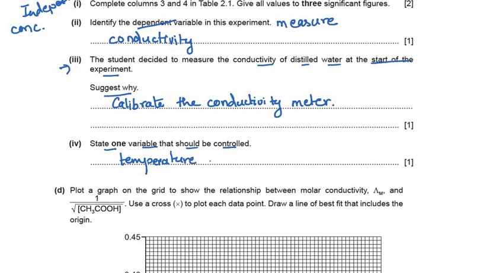So we cannot change the temperature throughout the experiment. So temperature is kept constant throughout the experiment, and that is called the controlled variable.